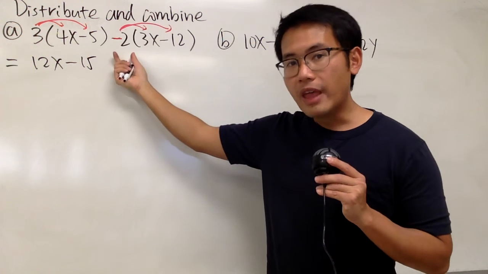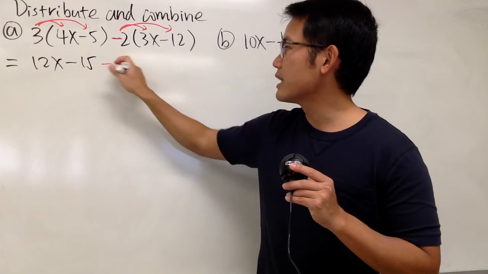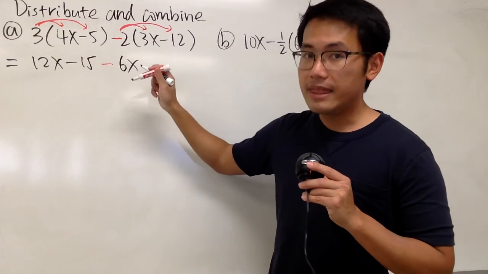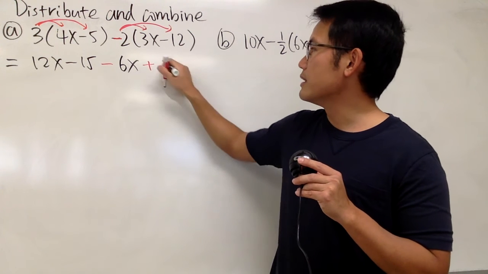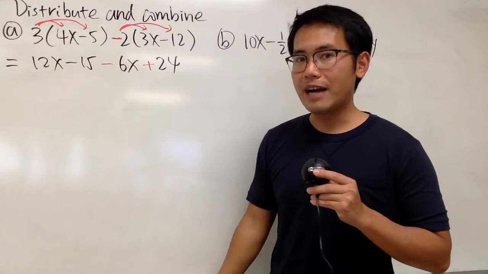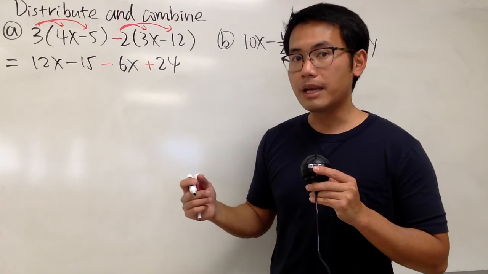So have a look. Negative 2 times 3x, that will give us negative 6x. And then negative times negative, that will give us plus, and 2 times 12 is 24. So that's what we have. So here we just have to combine terms now.